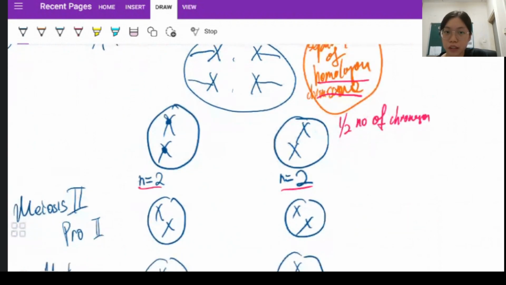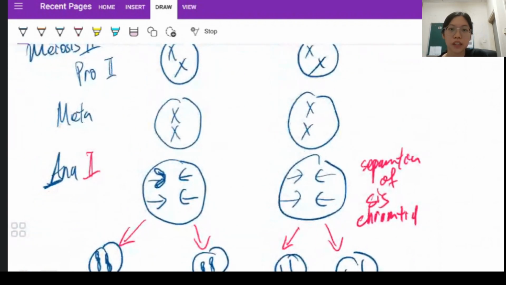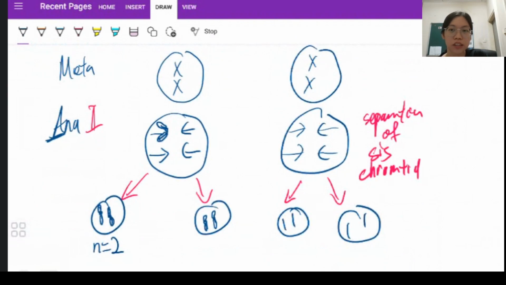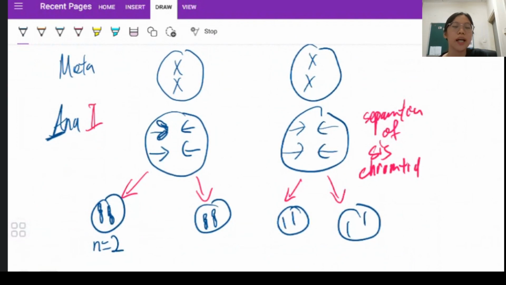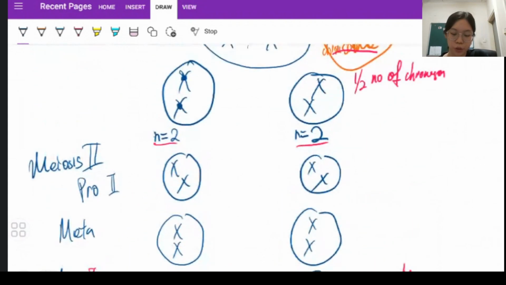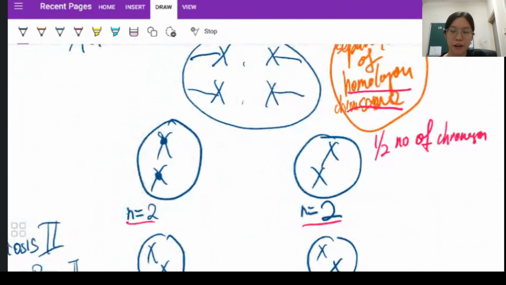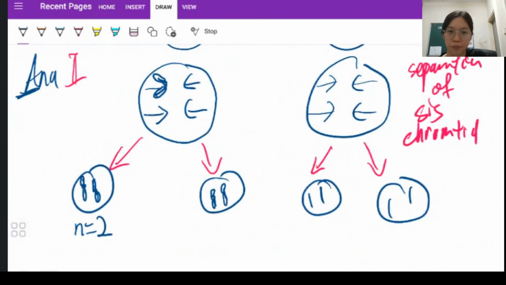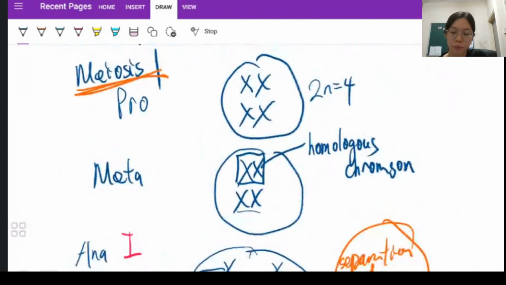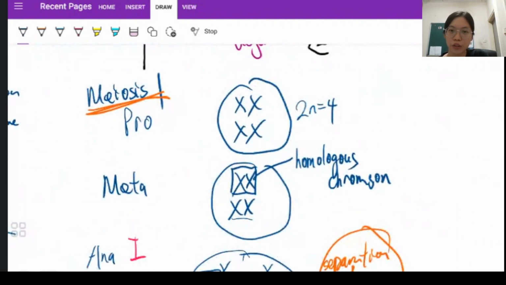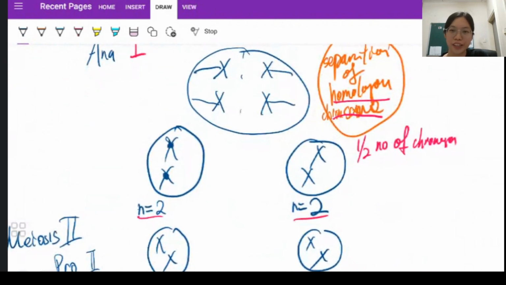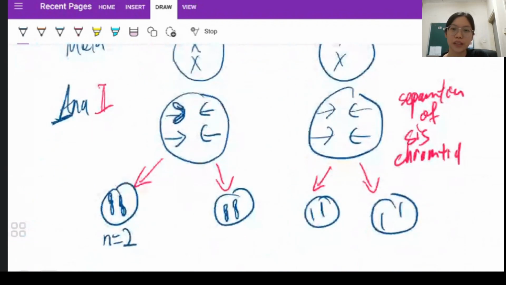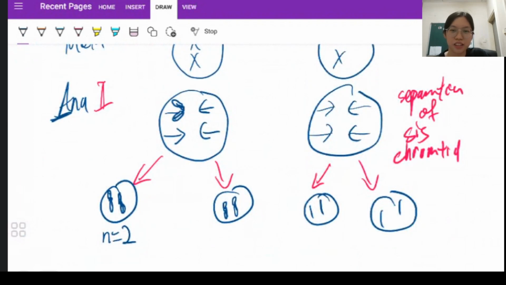And now let's proceed to meiosis 2. After meiosis 2, where the separation of sister chromatids occurs in anaphase 2, the number of chromosomes is still n equal to 2. So it's the same number after meiosis 1 and meiosis 2. The number of chromosomes is still the same. When you compare, initially 2n equal to 4, after meiosis 1 they already halved it. But after meiosis 2 it's like previously, n equal to 2, which is half already.